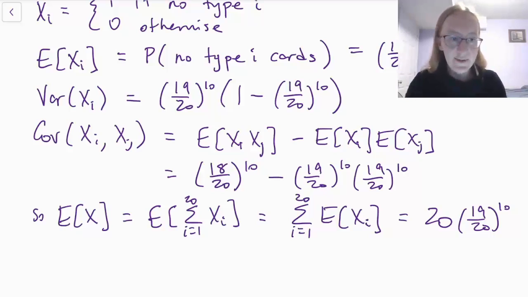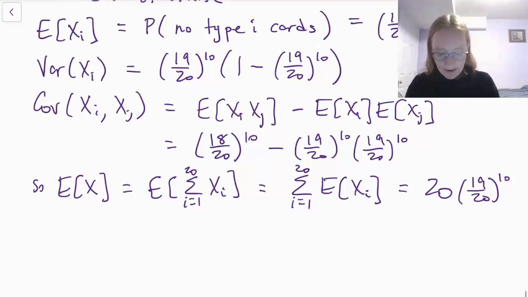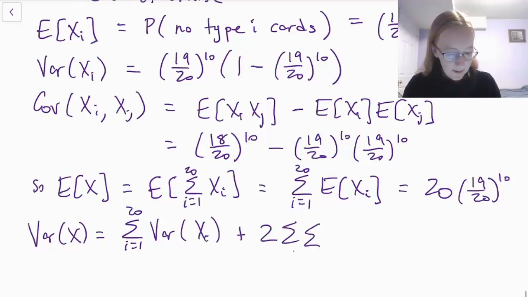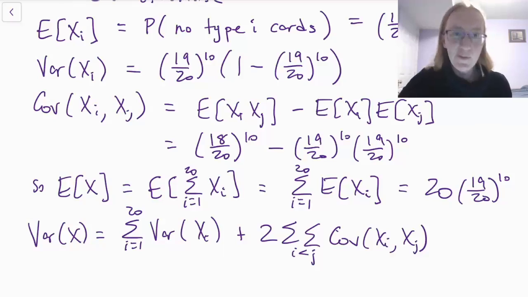I don't care what the number is. You can calculate it if you like. And variance is going to be the sum of the variances plus 2 times the sum of the covariances. Again, that's one of the formulas from the rules, I think 9.5, rules for linear combinations of random variables.